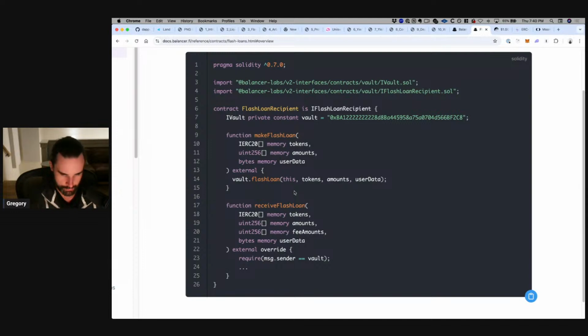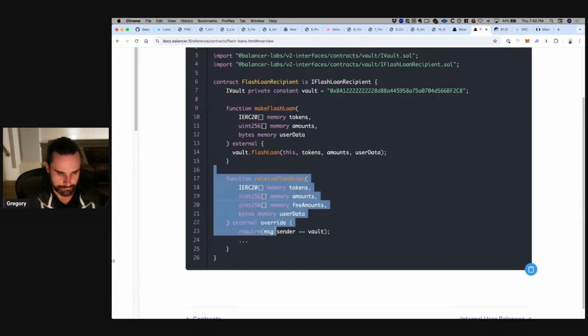So let's just look at these functions. Again, makeFlashLoan just takes a couple of arguments: the tokens that you're flash loaning, the amounts that you're flash loaning, and any arbitrary user data. We're only going to ask for one token. You can ask for multiple tokens at a time. Hence, tokens and amounts. These are both arrays. And then the user data, and then it just calls vault.flashLoan. That's this vault right here, and then it calls the flashLoan function on the Balancer vault and passes in basically the same data here, just plus the smart contract address.